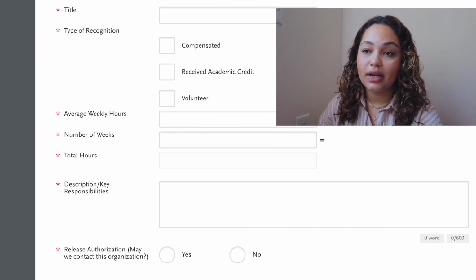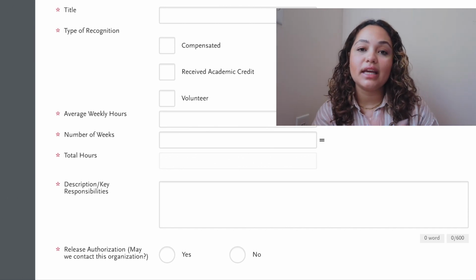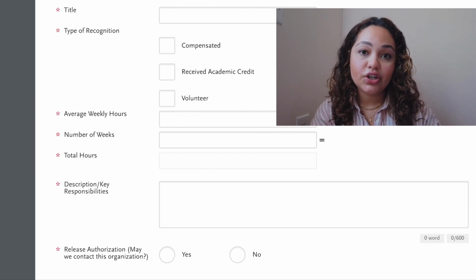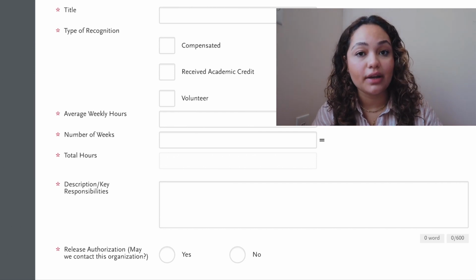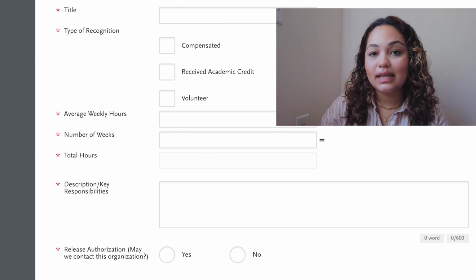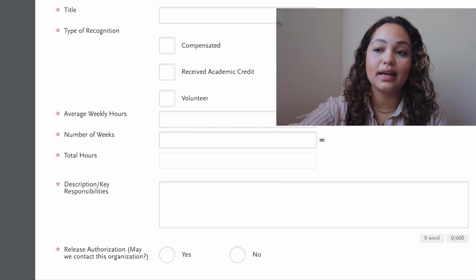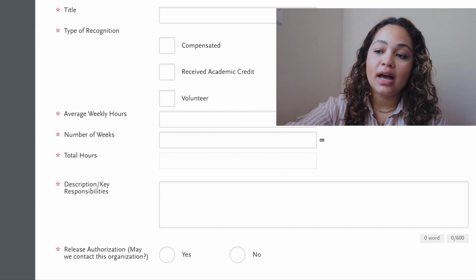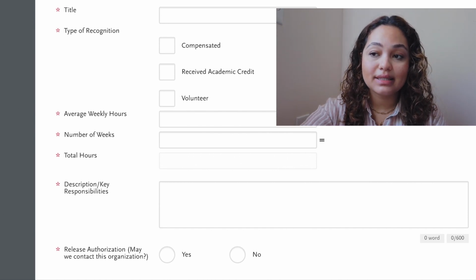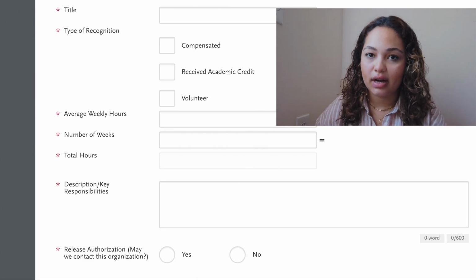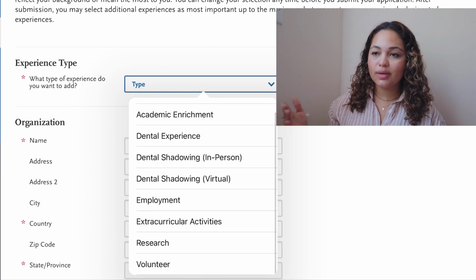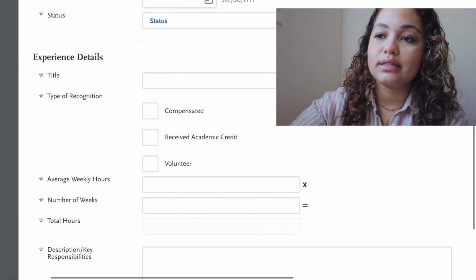For one of my experiences, I was an intern at a dental pulp stem cell bank, and it was considered an internship, but it was also considered my research. But because I was compensated, on the very top in the category, I put research. And then when you scroll down, I also put that I was compensated and that I received academic credit, because through my school, I was able to get credit for my internship. So I put down both of those things.